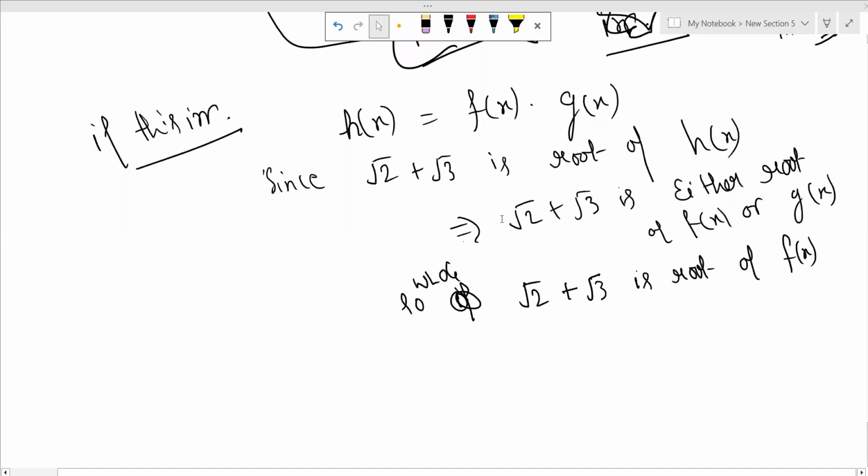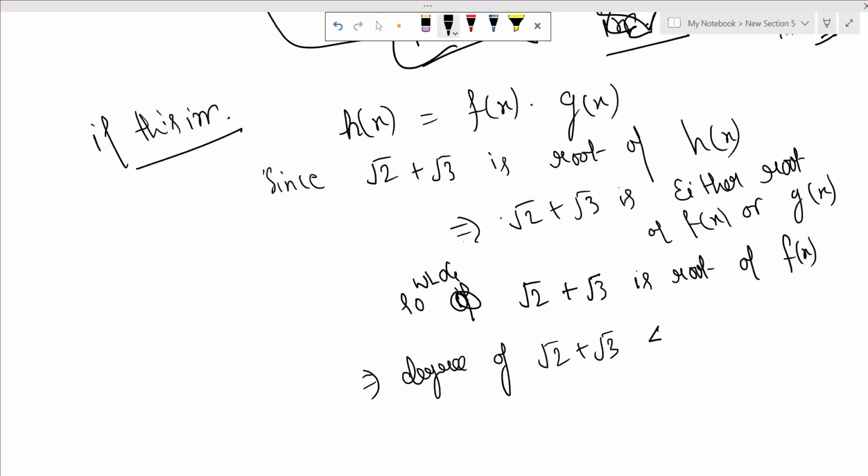Root 2 plus root 3 is a root of f(x). So basically we can assume that root 2 plus root 3 is a root of f(x). So this means that the degree of root 2 plus root 3 is strictly less than 4 over Q.